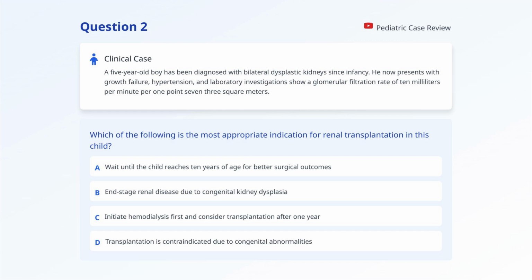Option A, wait until the child reaches 10 years of age for better surgical outcomes. Option B, end-stage renal disease due to congenital kidney dysplasia. Option C, initiate hemodialysis first and consider transplantation after 1 year. Option D, transplantation is contraindicated due to congenital abnormalities.